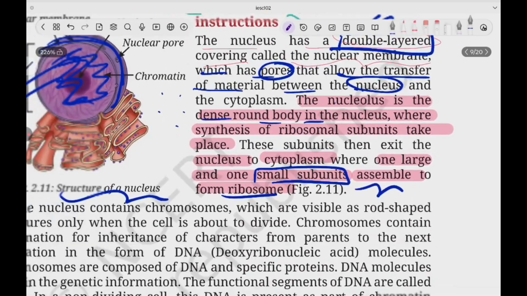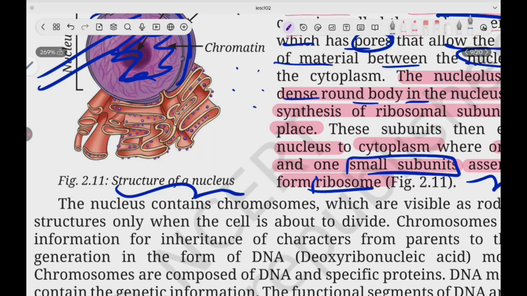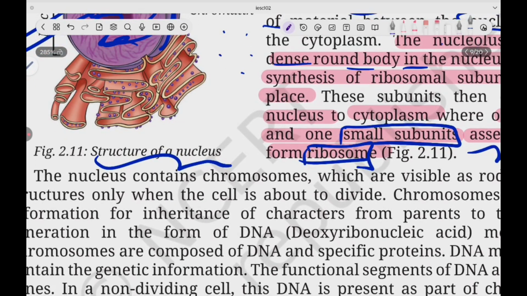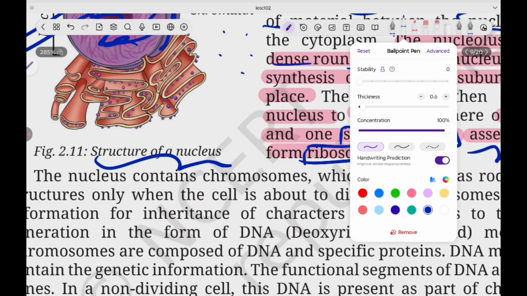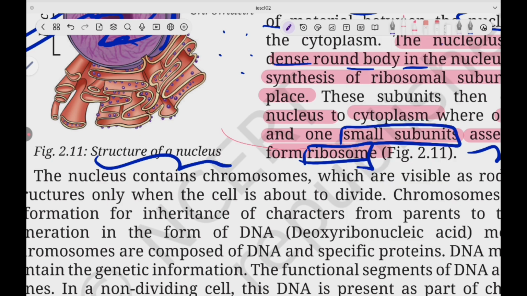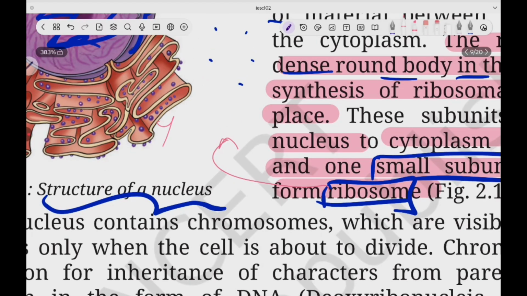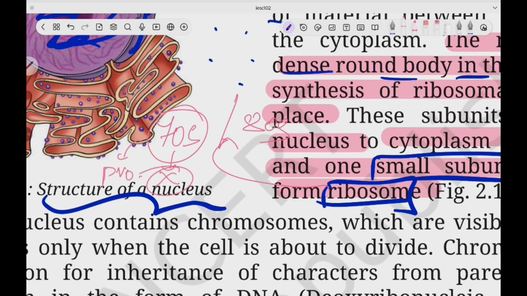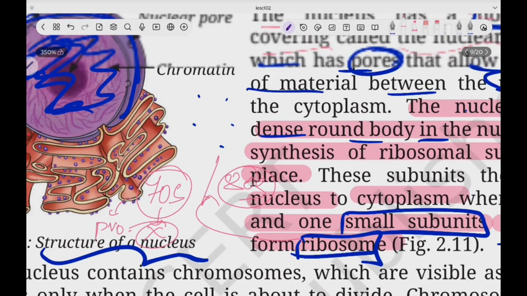See, as I told you, there are two types of ribosomes. Let me give you a short explanation. There are two kinds of ribosomes. One is 70S, another is 80S. So 70S ribosomes are present in prokaryotic cells because this ribosome does not have a membrane. 80S is present in eukaryotic cells because it has a membrane.